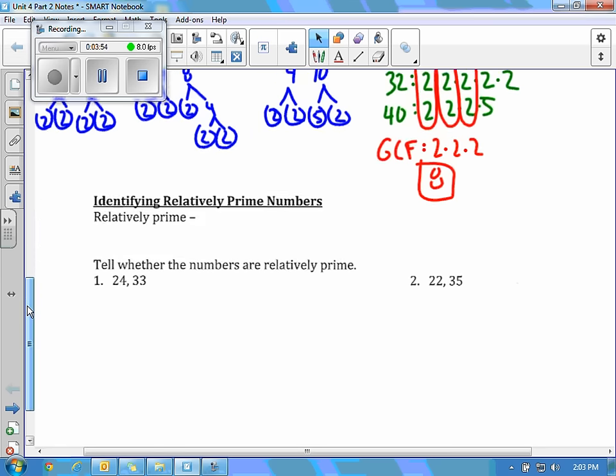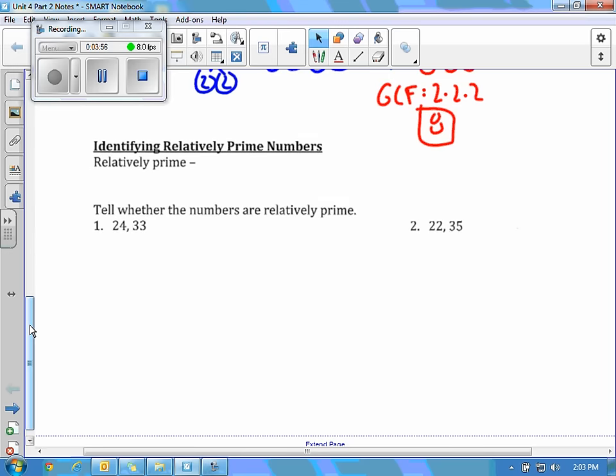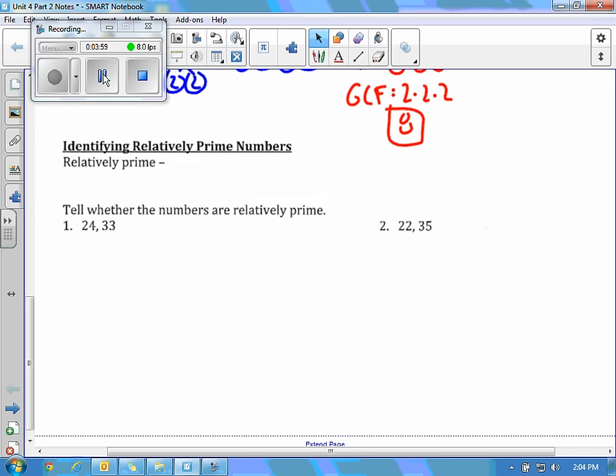Alright, working our way down, the next thing we're going to look at is identifying relatively prime numbers. Numbers are relatively prime if the GCF is 1, so if the greatest common factor is 1. So for the bottom 2, all we're going to do is tell whether or not they are relatively prime. So I'm going to leave number 1 for you. I'm going to come over here and do number 2.